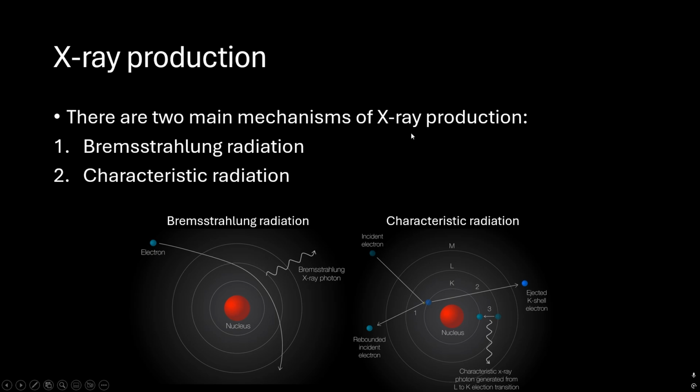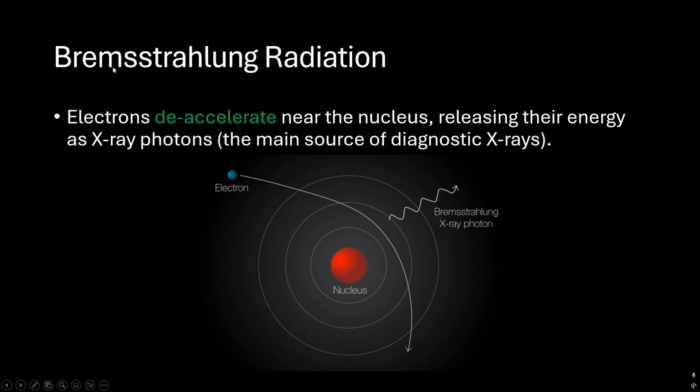There are two main mechanisms of X-ray production. We have bremsstrahlung radiation and characteristic radiation. When the electrons leave the filament and go to the anode side, they will produce X-rays using these two mechanisms. The first mechanism is bremsstrahlung radiation. The electrons decelerate near the nucleus, releasing their energy as X-ray photons, which will be the main source of diagnostic X-rays. So the main source of our diagnostic X-rays will be bremsstrahlung radiation.